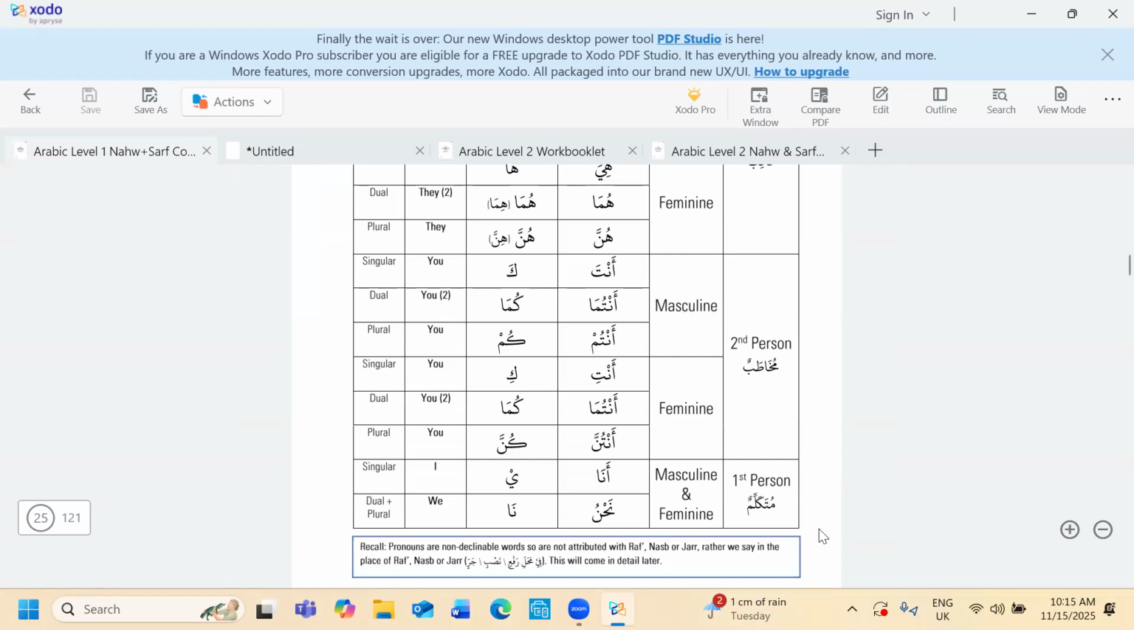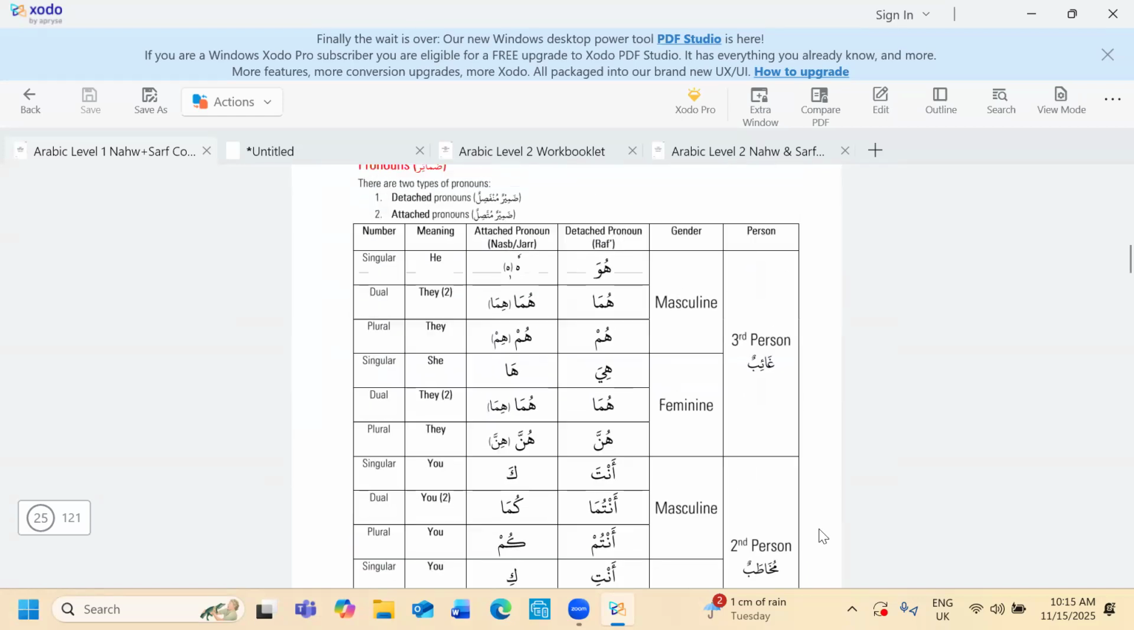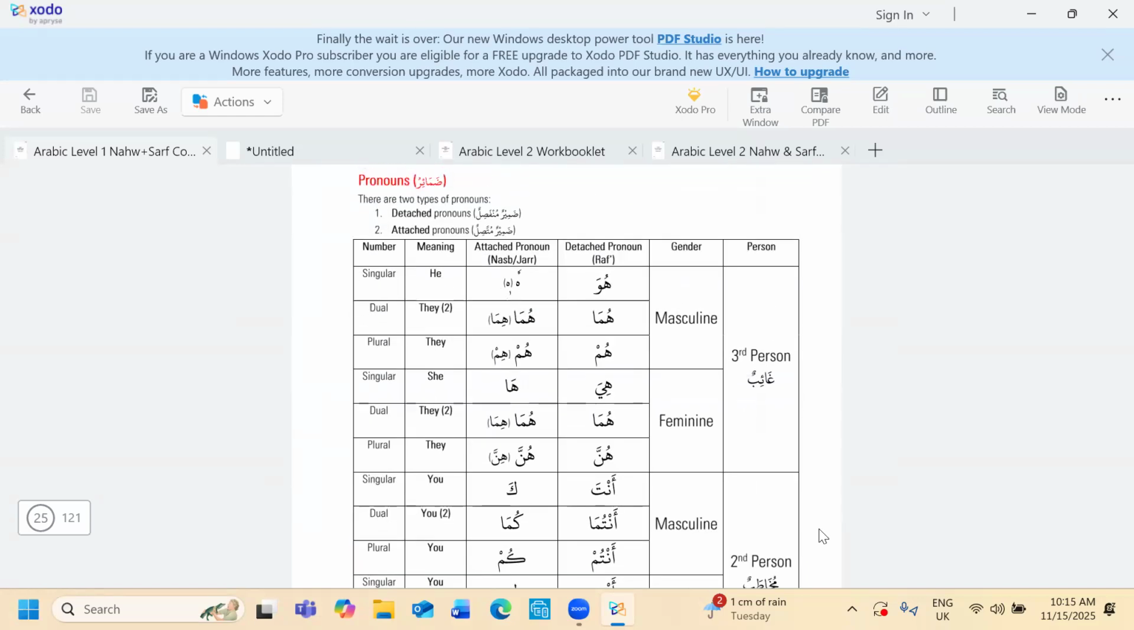Then you have ana, nahnu, which is the first person, meaning the one who's speaking. So you have to learn huwa huma hum, and I need it to be really quick: huwa huma hum, hiya huma hunna, anta antuma antum, anti antuma antunna, ana nahnu. That's the first step. Memorize it like that. The second step is to mix it up a bit and say, for example, hunna, they feminine. Ana, I. Huwa, he. Mix it up and test yourself with the meaning, and that's where your flashcards come in.